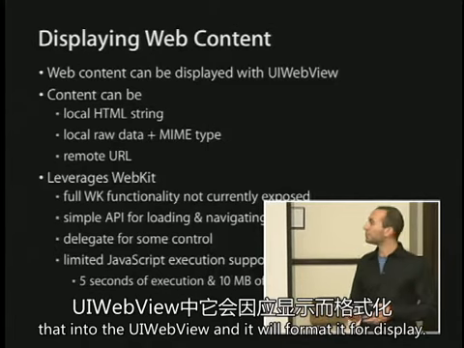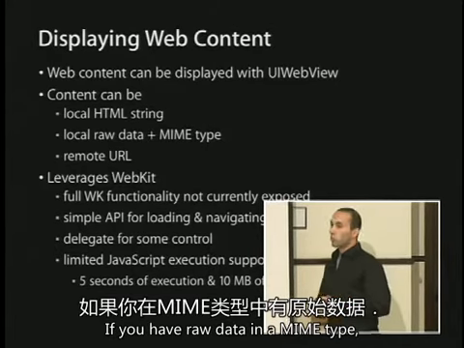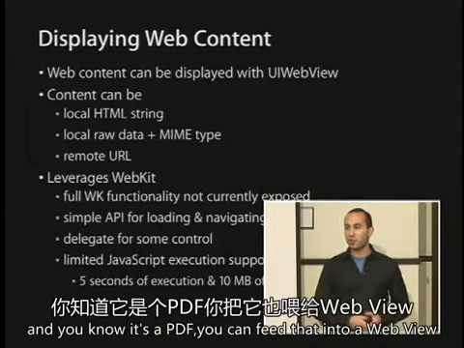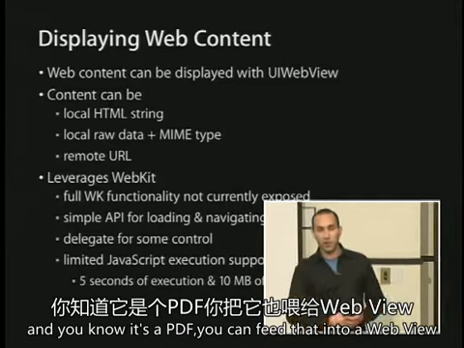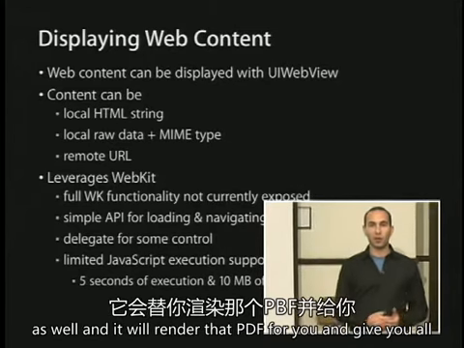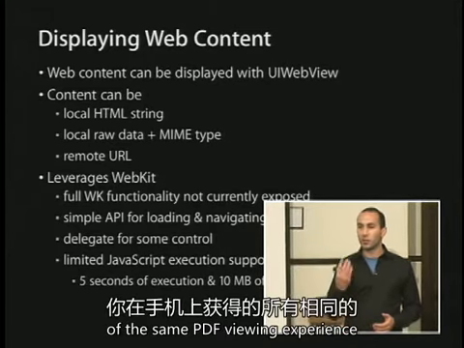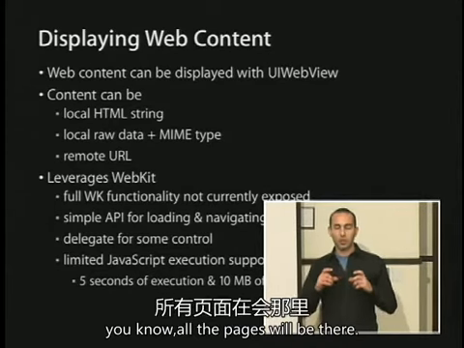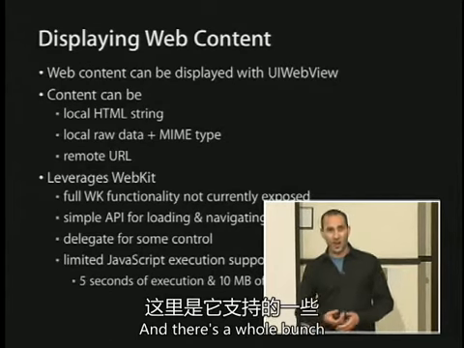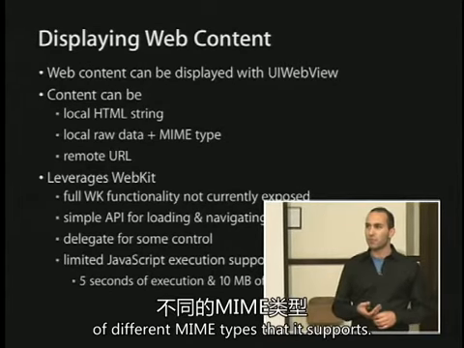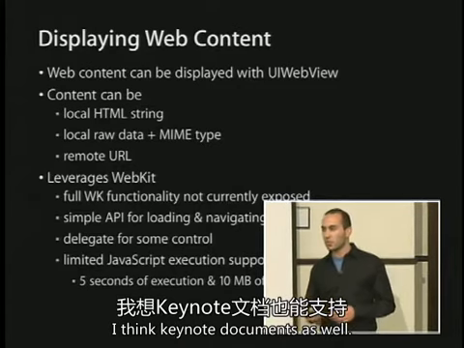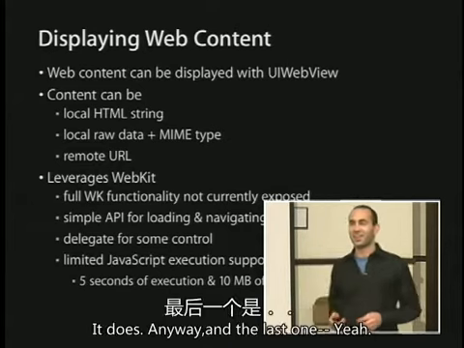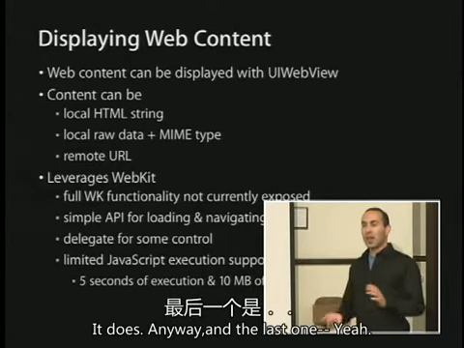format it for display. If you have raw data in a MIME type, so let's say you have the data for a PDF and you know it's a PDF, you can feed that into a web view as well, and it'll render that PDF for you and give you all of the same PDF viewing experience that you get on the phone. So scrolling, all the pages will be there, and there's a whole bunch of different MIME types that it supports. I think Keynote documents as well. Maybe not for free. It does? Okay, sweet. It does.